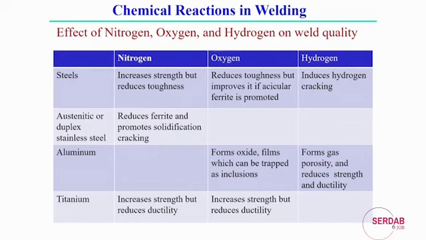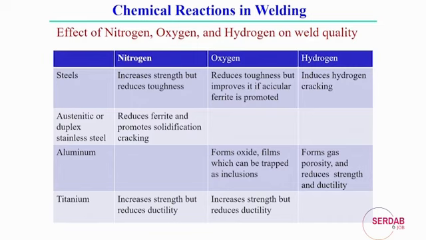In general, the presence of oxygen in steels drastically reduces the toughness, but toughness can be improved if acicular ferrite is promoted. So, we can control the solidification process in such a way that acicular ferrite is promoted, then probably the toughness can be increased even in the presence of oxygen. That means, even if it is contaminated with oxygen.